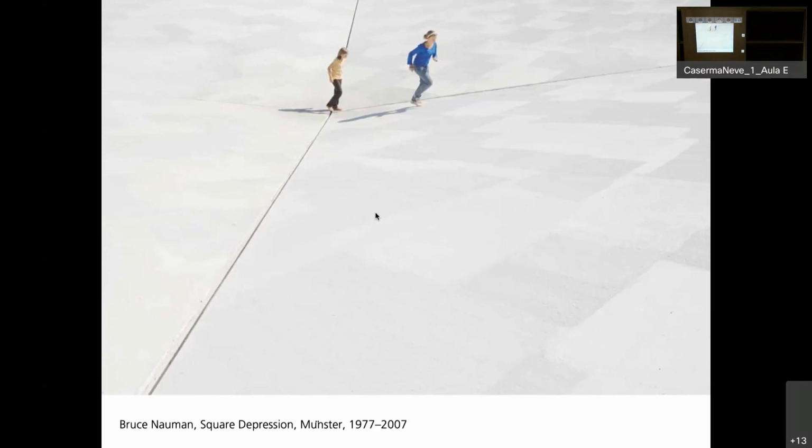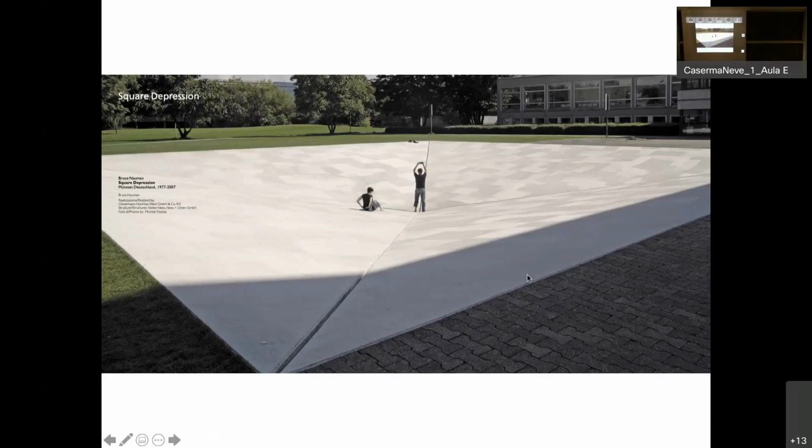Another example that is interesting is an installation that has been made by Bruce Nauman, one of the artists who were part of this earthwork movement, and that was called to create a work for the public space in Münster, called Square Depression, that consisted actually in this square, paved surface that creates a depression toward the middle of the space.